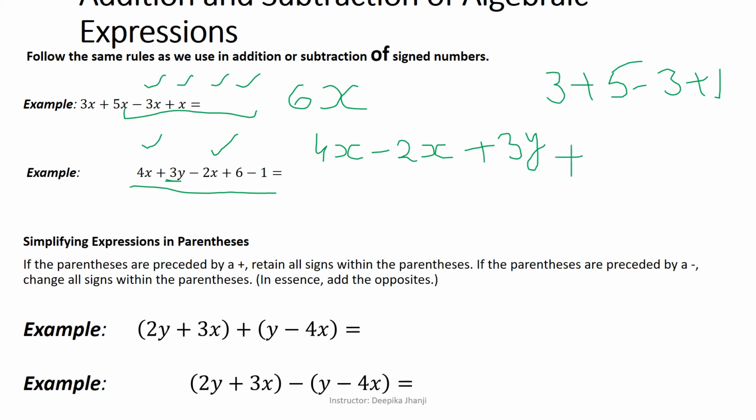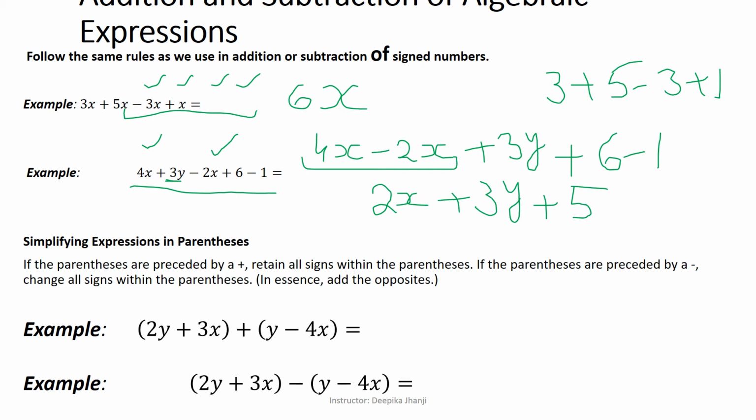There's no other like term with 3y, so it stays as it is. Then I have two constant terms. I'll write them together. So 6 minus 1. Now I can add the like terms. So 4x minus 2x is 2x. 3y stands alone. And then 6 minus 1 is 5.